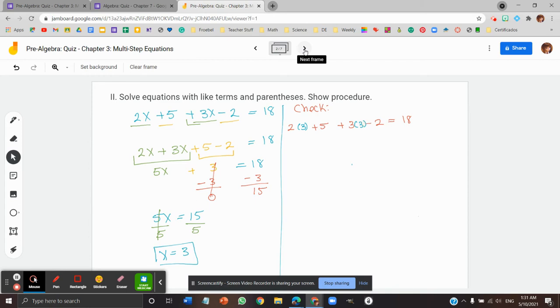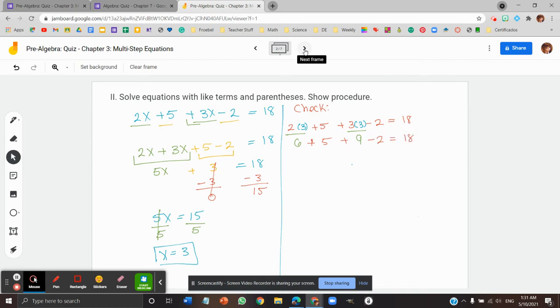And now I can use my PEMDAS, right? My order of operations. Again, I don't have a parentheses to solve inside of. I don't have an exponent to solve for. I do have multiplications, right? So the first thing I do is solve that multiplication. 2 times 3 is 6. And 3 times 3 is 9. Everything else stays where it is. Plus 5, it is positive, minus 2 equals 18.